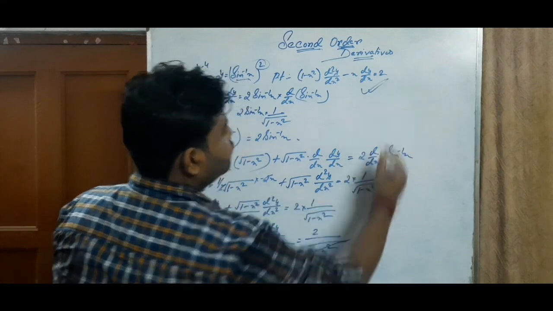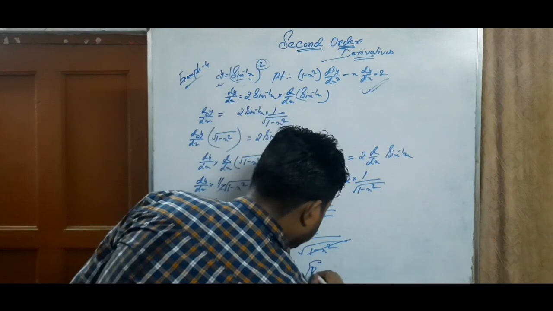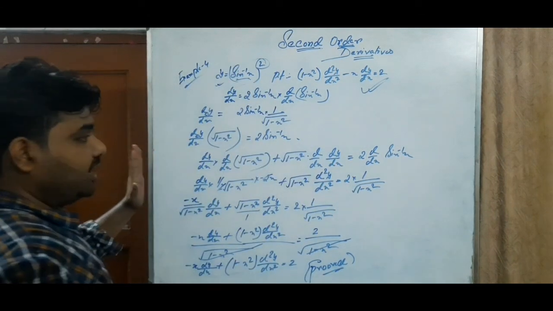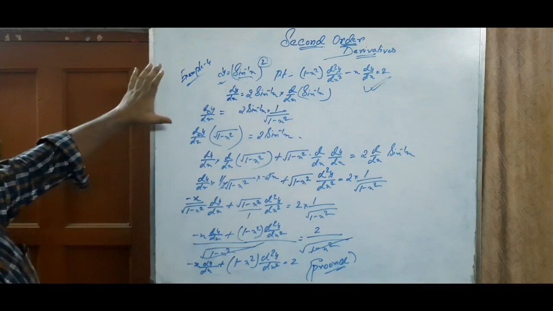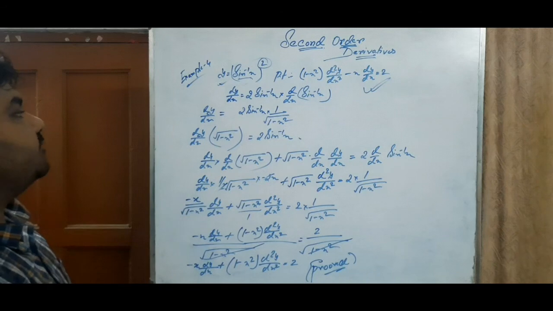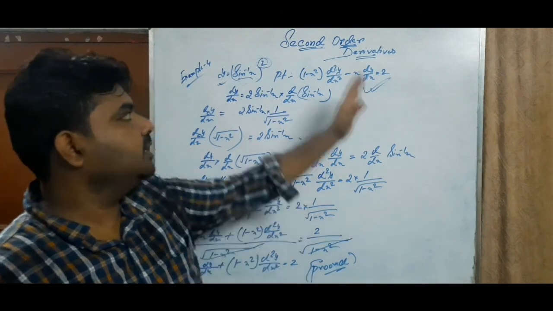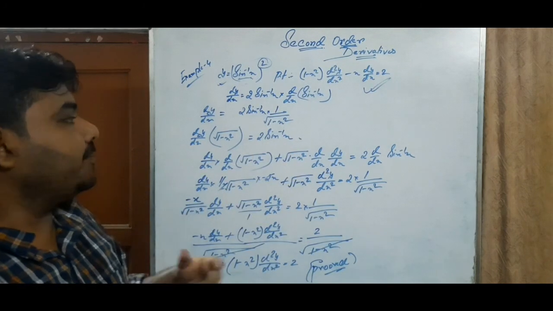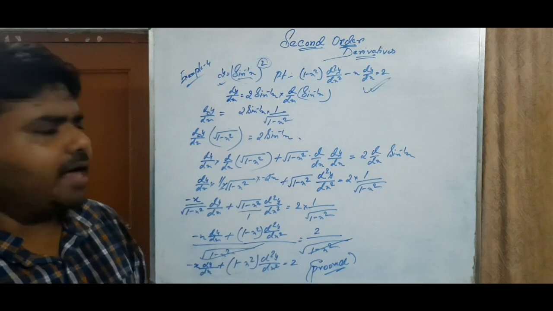See, we have to prove this. It's already proved. So this is the second method we are applying in this example. In the previous example, we found the first order derivative, then the second order derivative, then substituted the values in LHS and RHS. In this example, we are applying the second method. Whichever is easy for you, you can apply that.